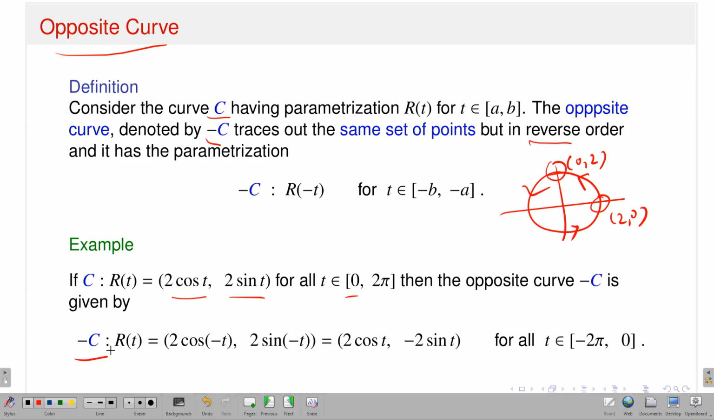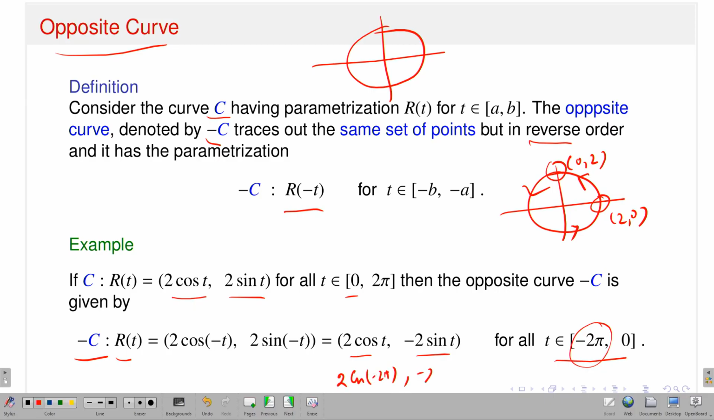Now, if I look at minus C, the same curve will be there, it traces out the same set of points, that means again it is a circle of radius 2. Now, what is my parameterization? r of minus t, which is (2 cos t, minus 2 sin t), perfectly all right because of these definitions. This time t varies from minus 2 pi to 0. Now, at t equal to minus 2 pi, you just evaluate. So, this should be 2 times cos of minus 2 pi, comma minus 2 sin of minus 2 pi.